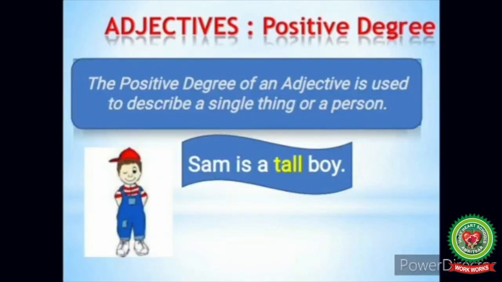So, what is the positive degree of adjective? The positive degree of an adjective is used to describe a single thing or a person. For example, Sam is a tall boy. Now in this example, there is only one person, that is Sam. No other person is there, and tall is an adjective for Sam. So it is a positive degree of comparison.